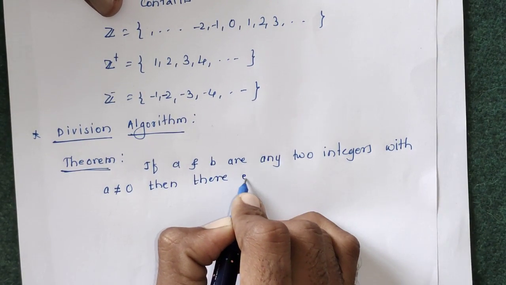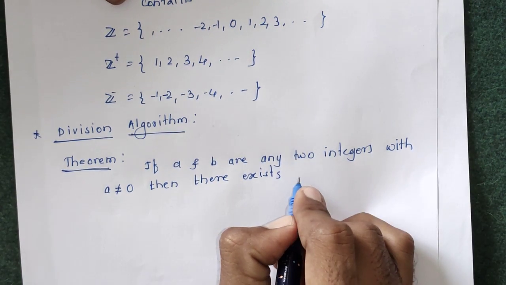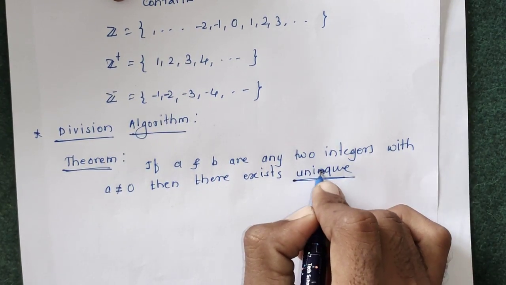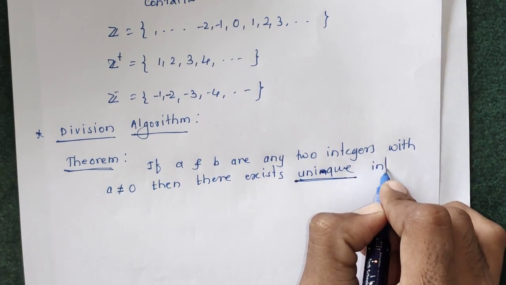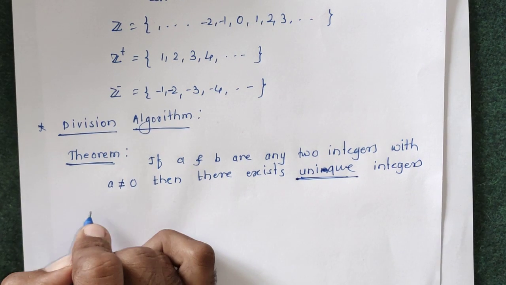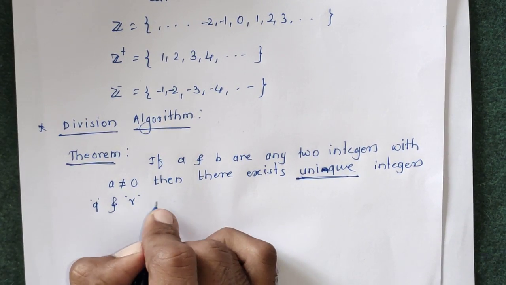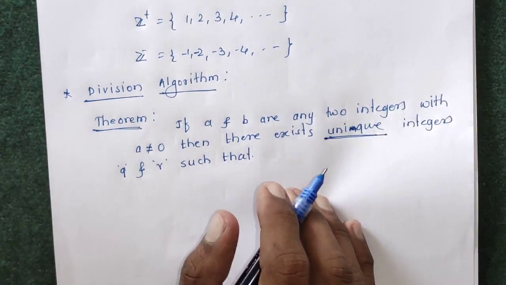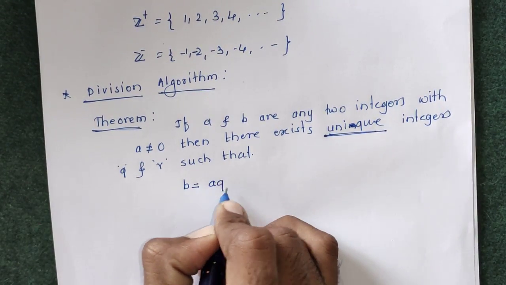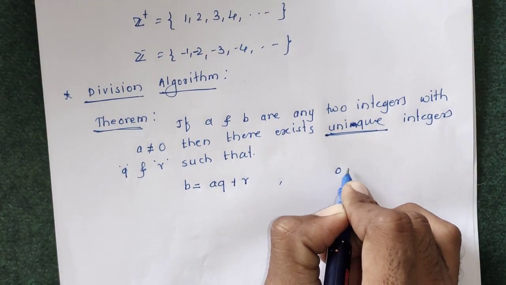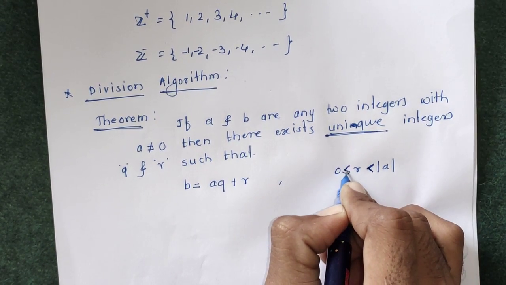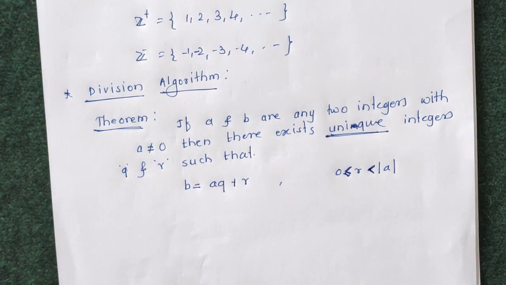there exist unique integers q and r, small q and small r, such that b equals aq plus r, where 0 is less than or equal to r, and r is strictly less than mod a. This is the statement of our division algorithm.